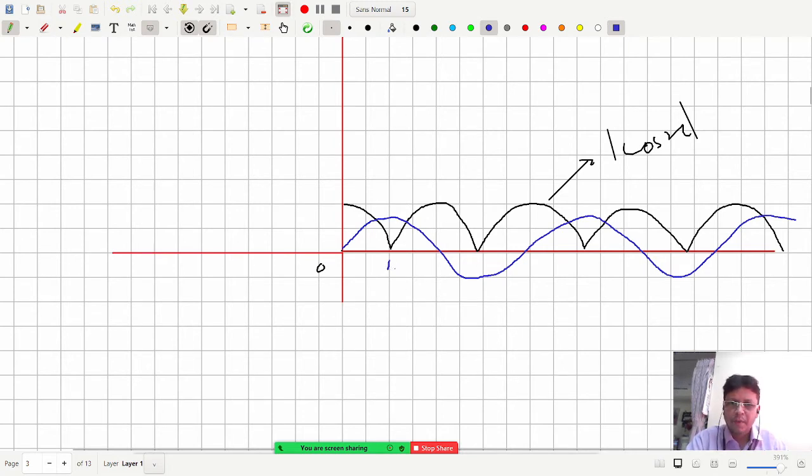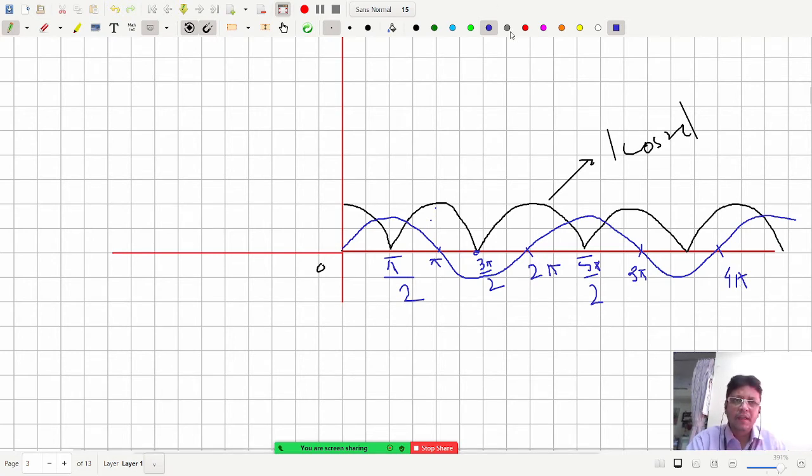So this is your pi by 2, and this is your pi, and this is your 3 pi by 2, this is your 2 pi, again you have 3 pi, 5 pi by 2 you have, and this is your 4 pi.